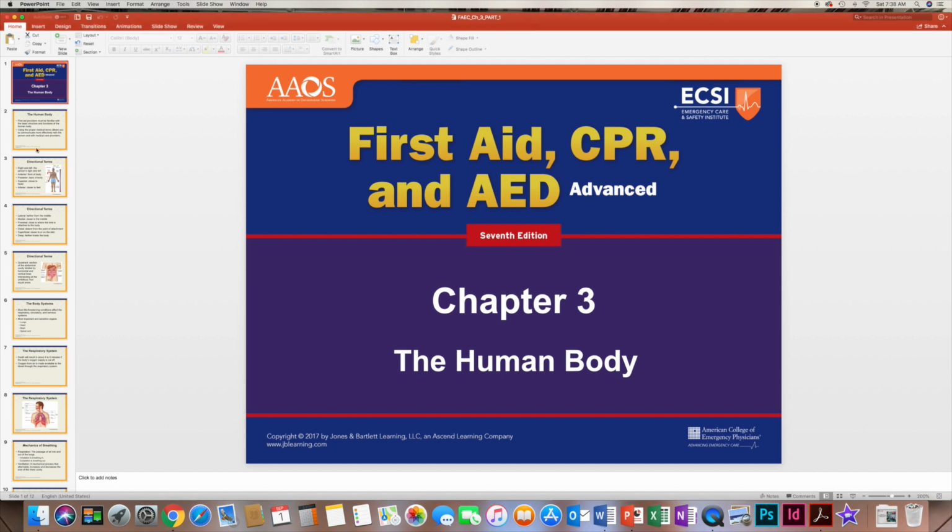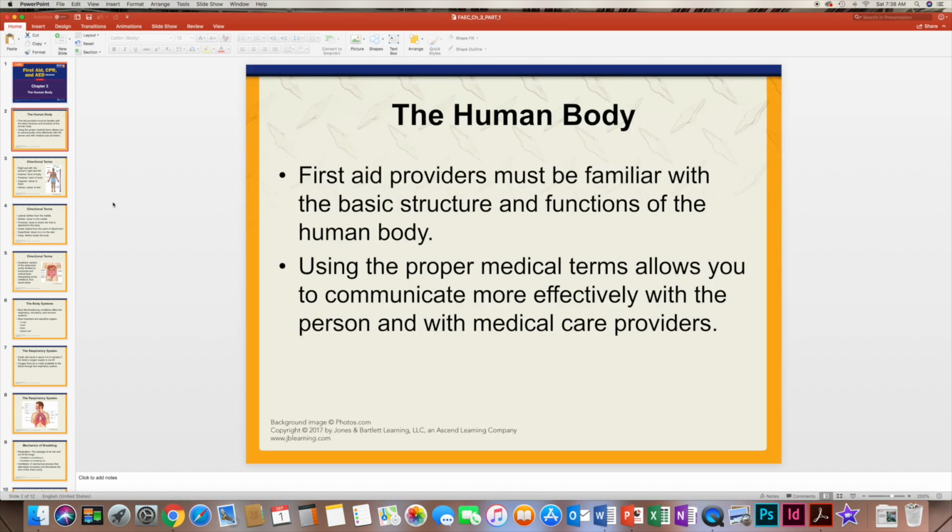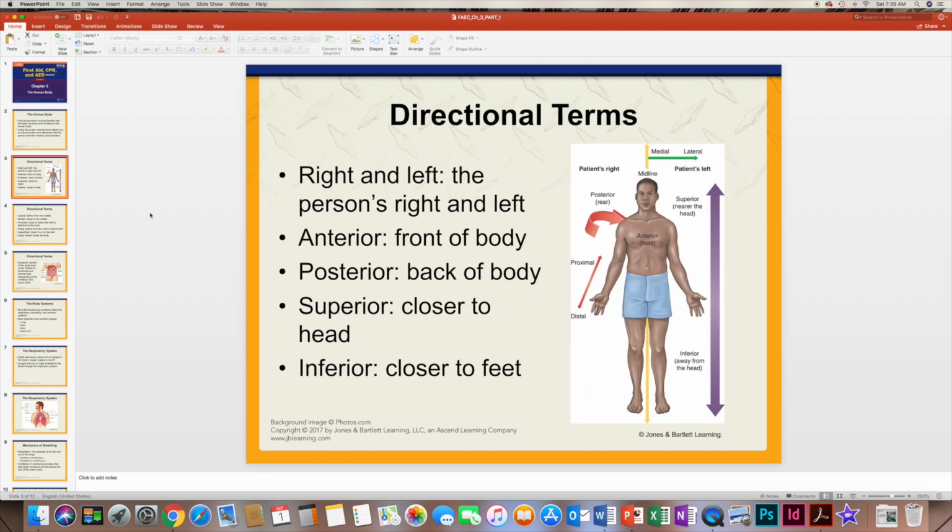So when we think about the human body, it's something that is so complicated. And not only do we need to know the structure and functions of the body, but sometimes understanding some of the medical terms allows you to communicate more effectively with other physicians or medical care providers and whatnot. So the more that you can learn and understand about human anatomy and physiology, the better off you're going to be as a first responder. Of course, you're not going to have the background of a doctor or a medical care professional, but you will have more knowledge than the lay person.